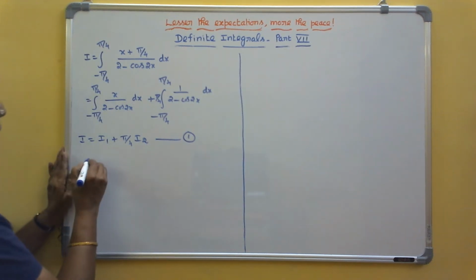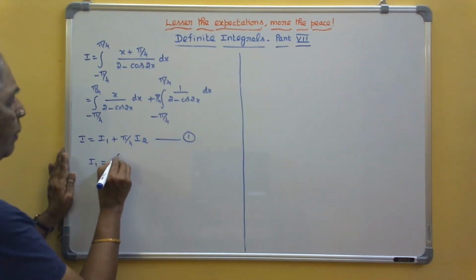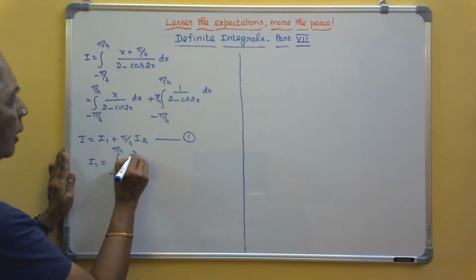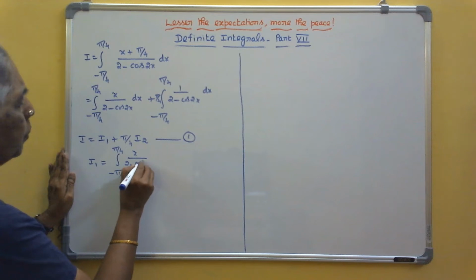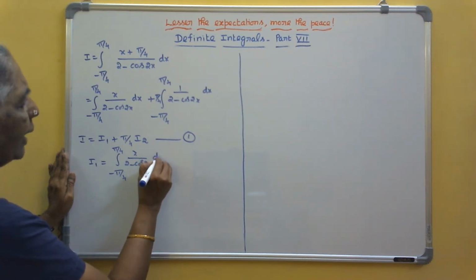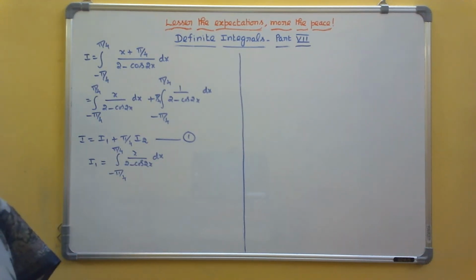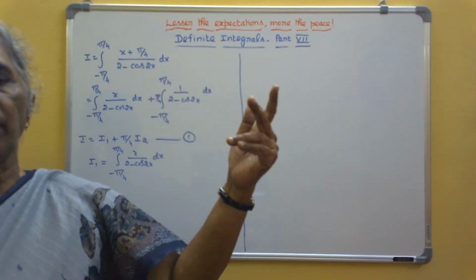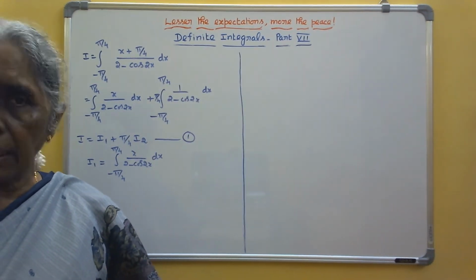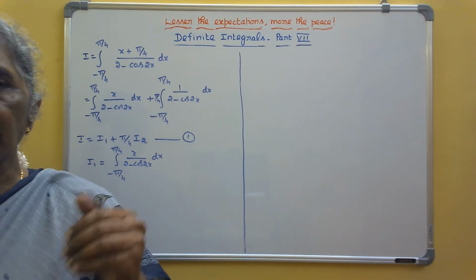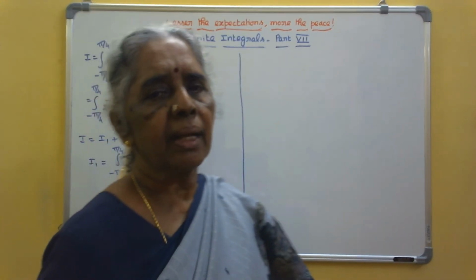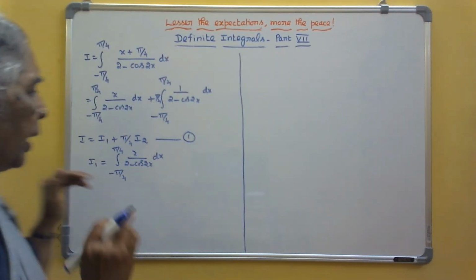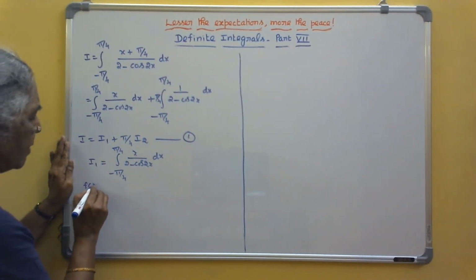Now let me consider the I1 now. I1 is integral minus pi by 4 to pi by 4 x by 2 minus cos 2x dx. So I am going to apply that property. Integral minus a to a f of x dx is equal to twice integral 0 to a f of x dx if f is even and 0 if f is odd. Okay. So now here, what is my f of x here?